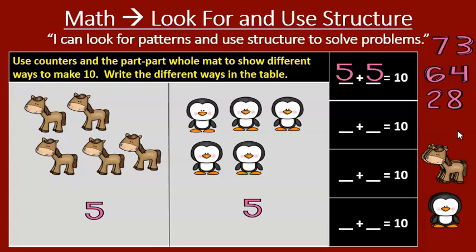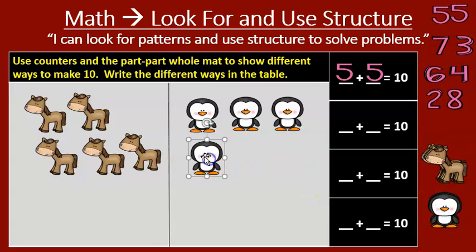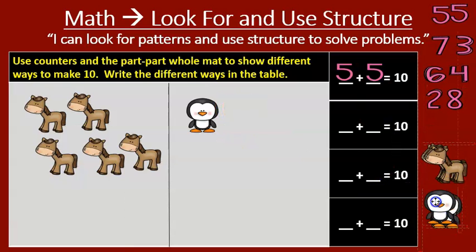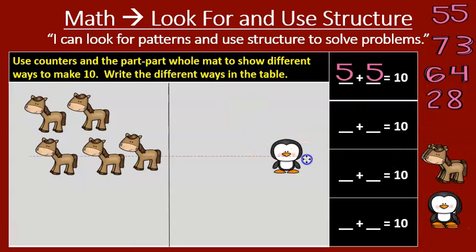And look at that, boys and girls. Our first addition equation is complete. 5 plus 5 equals 10. Okay? We finished this first row here. Now, here's what we're going to do now. We're going to do another problem that has all penguins and horses equal to 10.